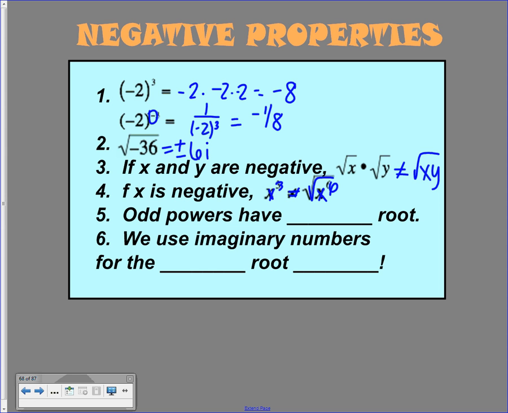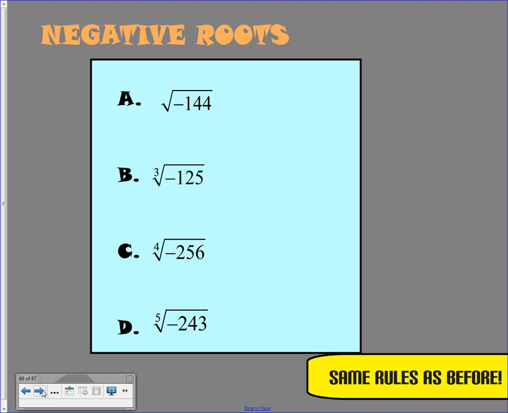Odd powers, if you remember this from last semester, only have one root. I remembered it because odd and 1 start with the same letter, O. What's different is we use the imaginary number for the square root only. So you may think that it's with all even exponents, but that is not true. It's only for the square root. So let's try a few of these.